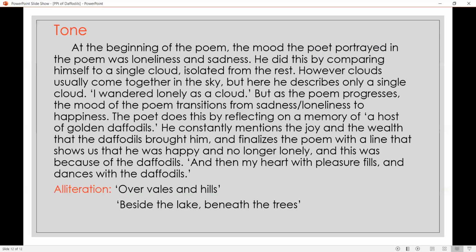Hope you have understood the poem, children. Please read the poem and try to understand the words and interpretation of the lines so that it becomes easy for you to remember and answer all the questions.